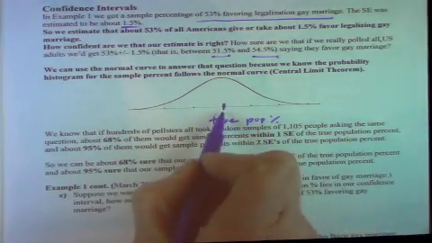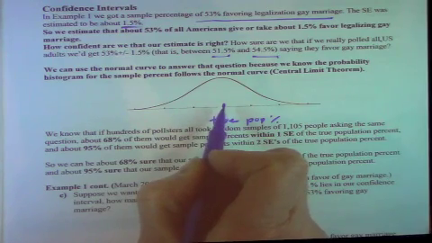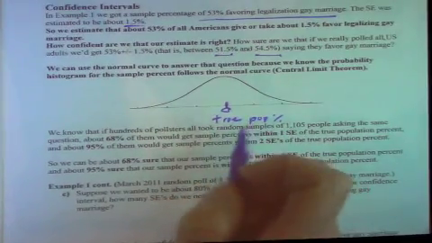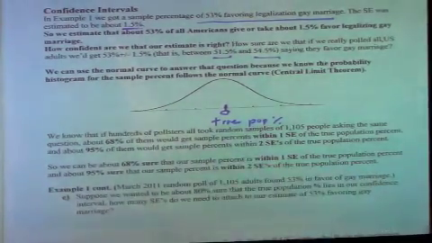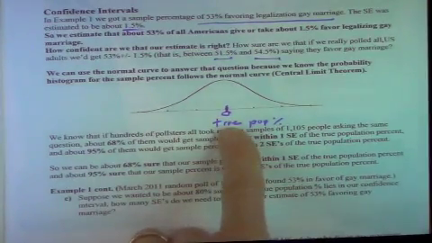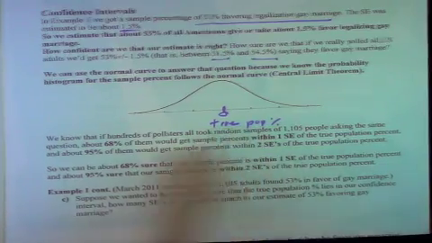As a z-score, we know what it is. As a z-score, what's it going to be? Zero. We don't know if it's 53%. It probably isn't. It's probably something close to it, but not 53%. We don't know what it is. But what we do know is what?